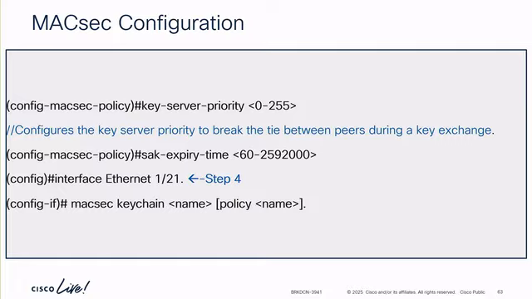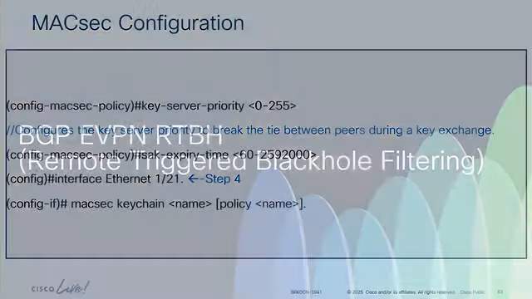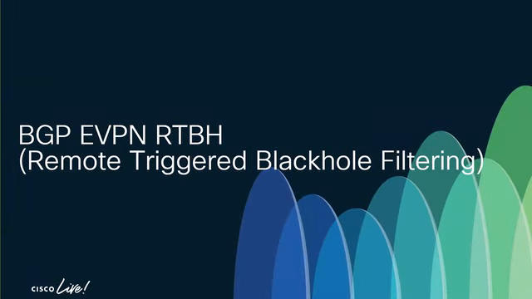And then finally, I go on the interface, and I say MACsec keychain, and give it the policy name, right? We apply the policy with the keychain. So that is a 10,000-foot view of MACsec, right? What it's used for, right?